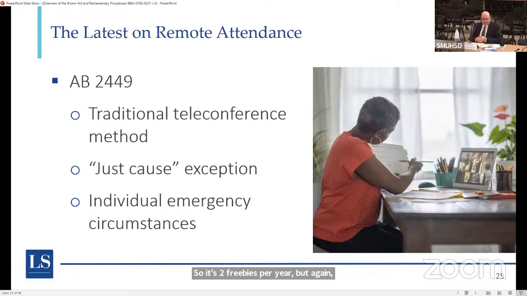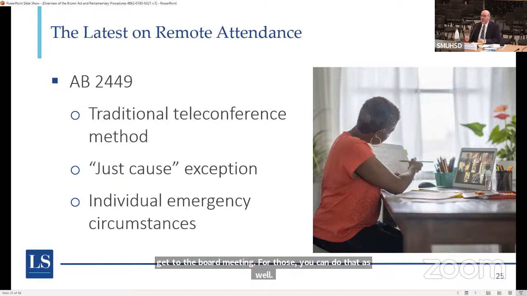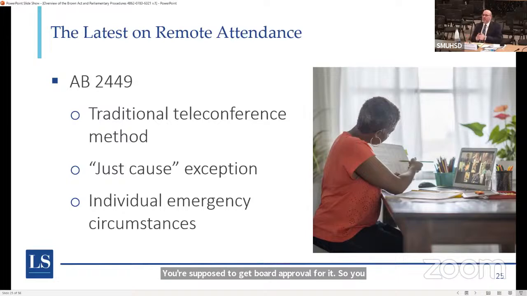You also have now a personal emergency, which is, oh my gosh, something happened. I have a family emergency, I have a work emergency, it's a personal emergency, I cannot get to the board meeting. For those, you can do that as well. You're supposed to get board approval for it. So you have to pop up on the Zoom and say, I have an emergency, here's what my emergency is, and then the board gets to vote on whether or not you're allowed to attend.